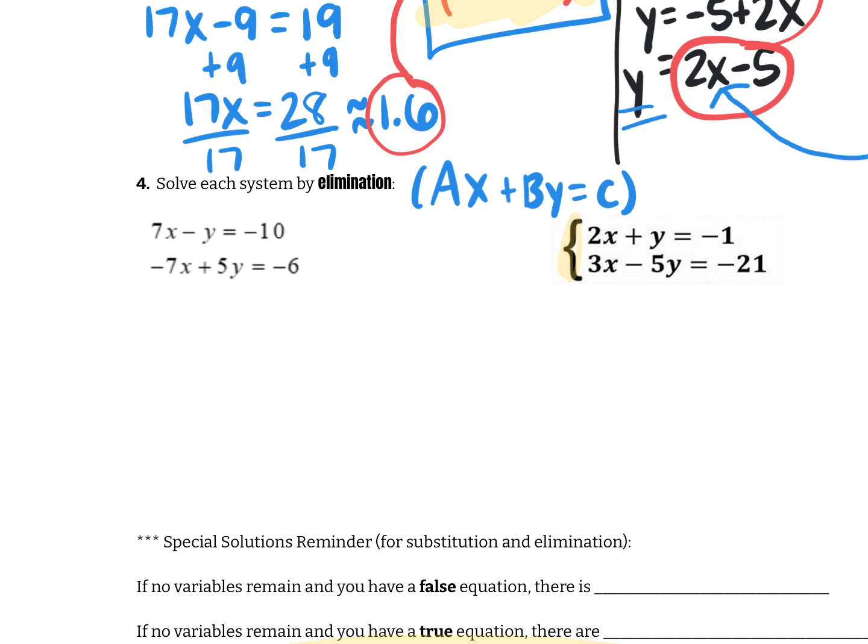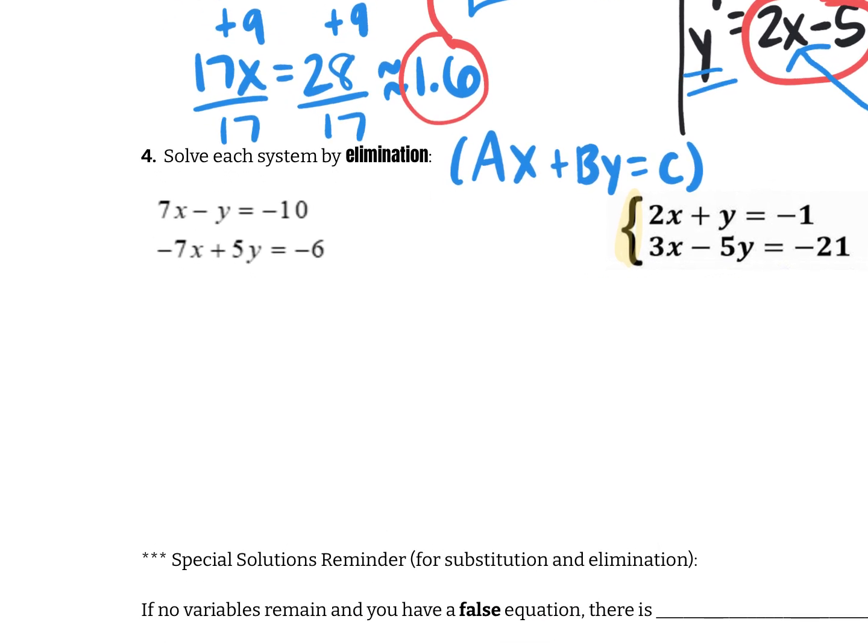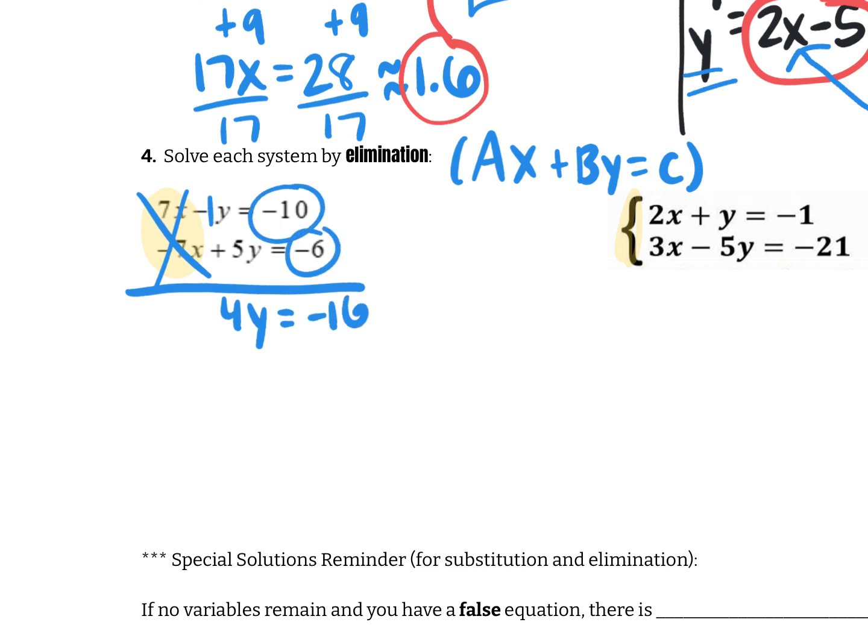So in this first one, it looks like the x values are already opposite, which makes it easier. So you can add the equations together right away. When you do that, the x's go away. They're eliminated because they're opposite. Negative 1y plus 5y is 4y. Negative 10 plus negative 6, I almost missed that negative, is negative 16. Divide by 4, solve for y, you get y equals negative 4.